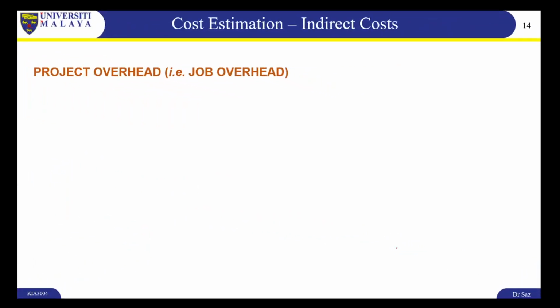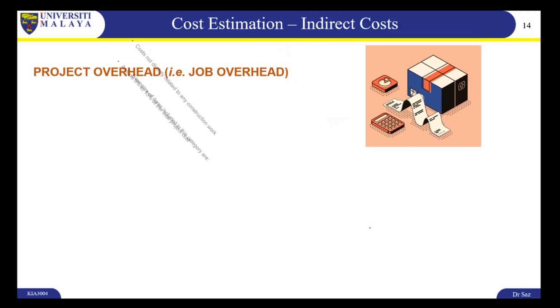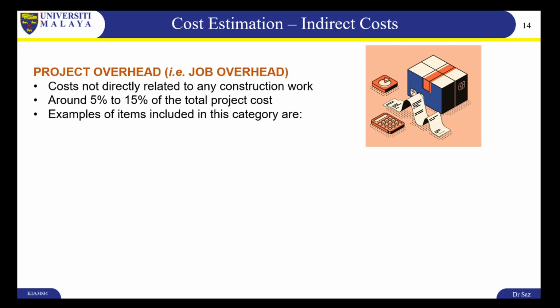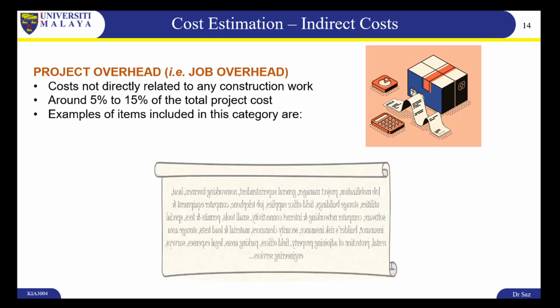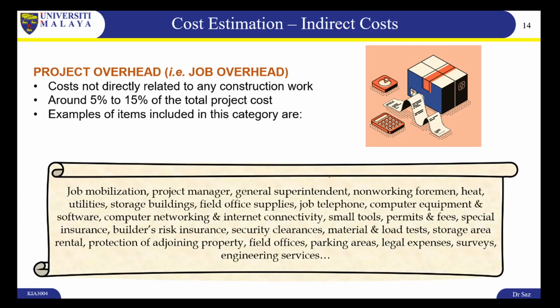Now, indirect costs usually consist of project overhead, or we can also call it job overhead. These are costs not directly related to any construction work, but they are required for the construction work to proceed. They are around 5 to 15% of the total project cost. Examples of these are listed here, which you can read in your own free time. All right.